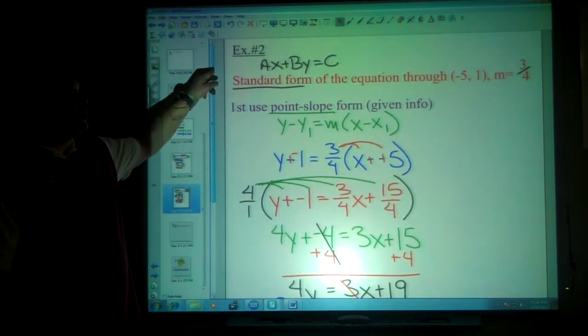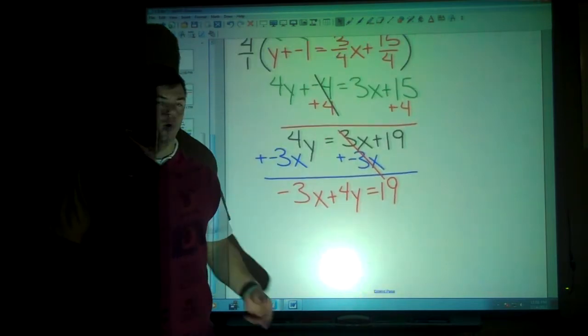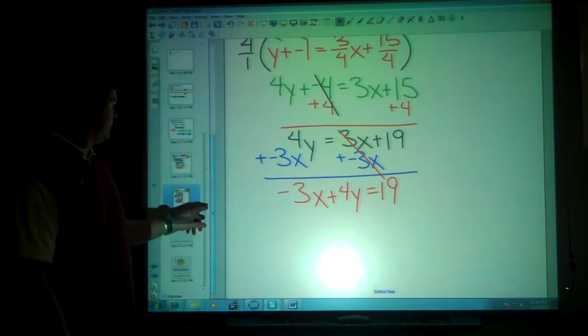Alright, now, it said the slope was 3/4. If you remember our relationship, opposite of a over b, that'd be positive 3/4. 3/4. So we have it.